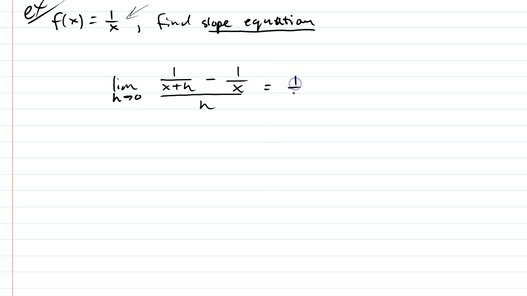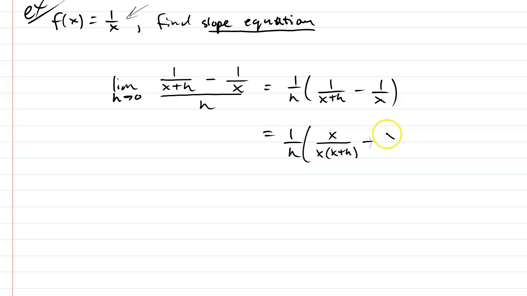So next I would do 1 over h, and I like rewriting it like this so that it's not a complex fraction. Next step, I'm going to find common denominators. So on the right side, I've got to multiply by x plus h on top and on bottom. On the left side, I've got to multiply by x on top and on bottom. It would look something like this.